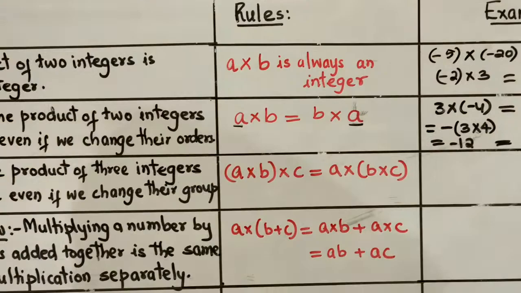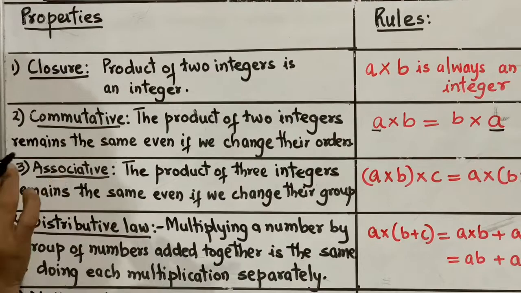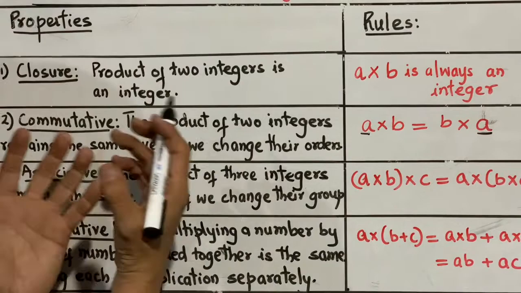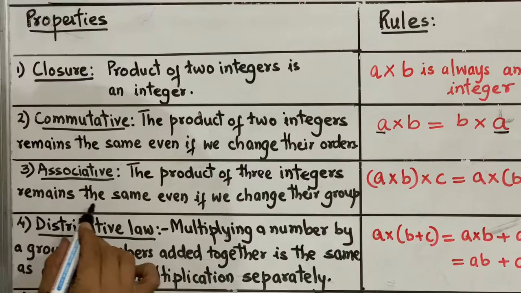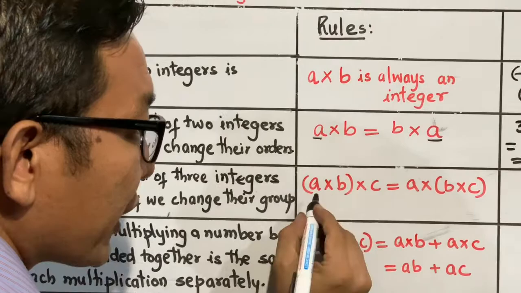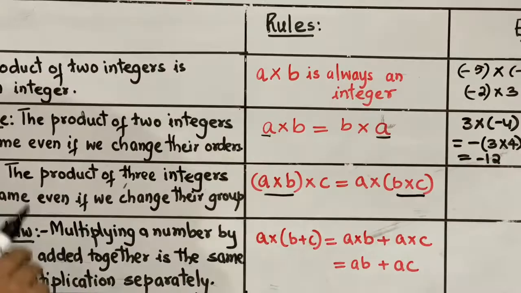It means associative property. Associative property means the product of three integers remains the same even if we change their grouping, the way we group the numbers to multiply.